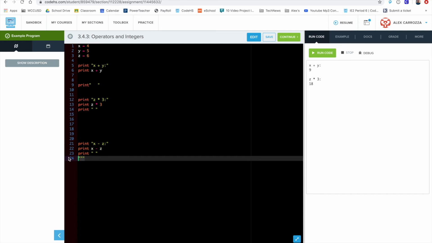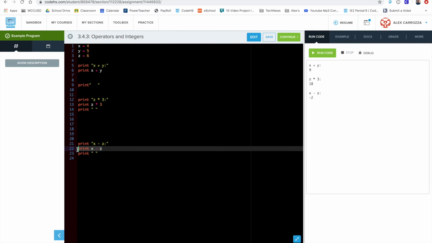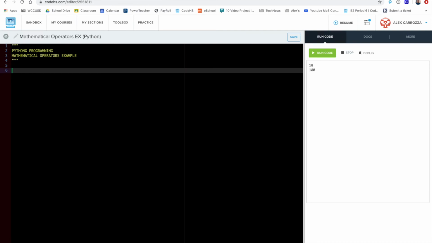Let's take off these comment quotations. That way it'll unfreeze this last one and we can take a look at it. So line 21, all we're saying is print x minus z colon. All that is print, right? Because we're using quotations. And then we're going x minus z. So 4 minus 6, which will give us negative 2. So this negative 2 is line 22, x minus z. So that's one example.